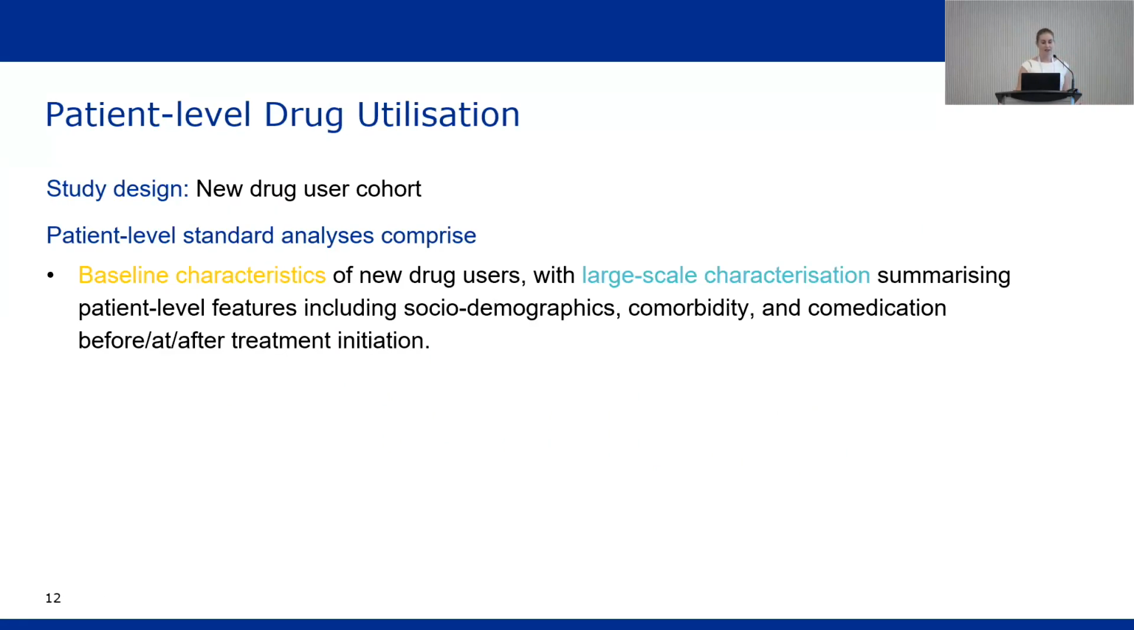Looking at patient-level drug utilization, we focus more on the people who now start taking the drug, a new user cohort, and what we often are interested in is the baseline characteristics. How does the cohort of people who start these treatments look? Apart from taking the typical Table 1, we often do a large-scale characterization that is a bit more data-driven, based on the vocabulary of the common data model. We summarize patient-level features such as sociodemographics, comorbidity, or co-medication at the time when people start the treatment, but also before and after.